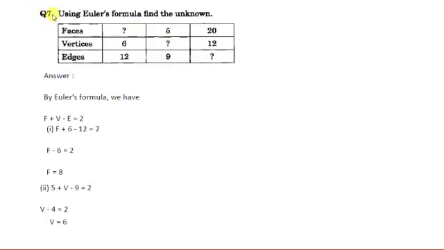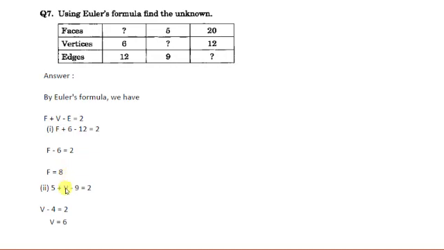Now this is the 7th question. Using Euler's formula, find the unknown. ये हमारे पास 3 पार्ट्स हैं, हर पार्ट में एक अननोन दिया है, इसमें फेसेस निकालने हैं, सेकंड पार्ट में हमें वर्टिसेस निकालने हैं, और थर्ड पार्ट में हमें एजेस निकालने हैं. तो ये यूलर्स फॉर्मूला अप्लाई करेंगे. F plus V minus E equal to 2, F is unknown, V is 6 and E is 12, and 6 minus 12 is minus 6. Then transfer this minus 6 on the right side, you get the number of faces equal to 8.